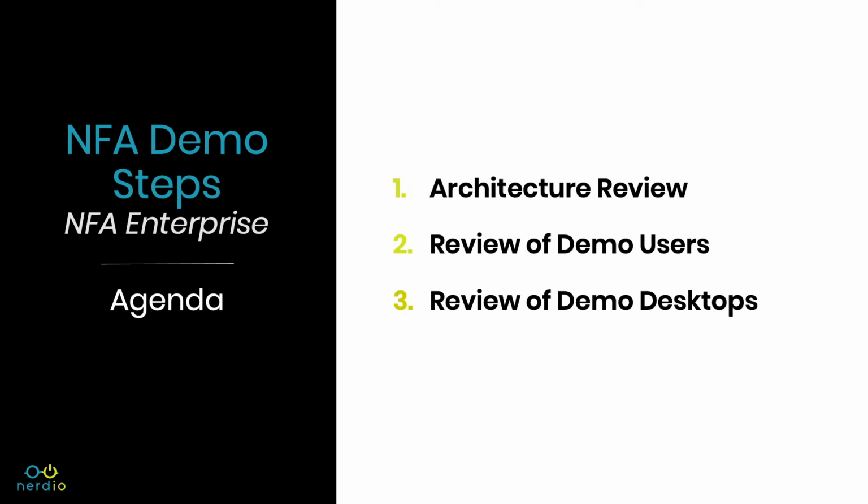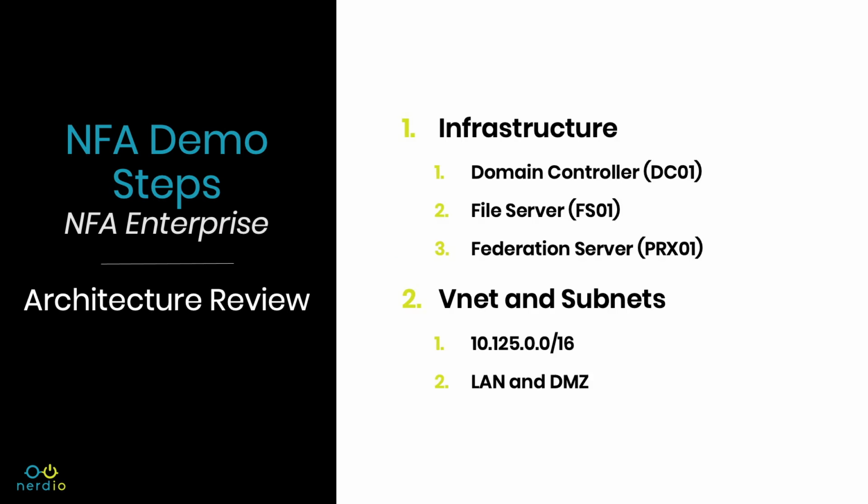We do have a full architecture review video, so I'm just going to make this high level. We create 3 key infrastructure pieces in our initial provisioning, and that's a domain controller, a file server, and an Active Directory federation server. And we place these within a single VNet, and the domain controller and file server land in the LAN, and the federation server lands in the DMZ.